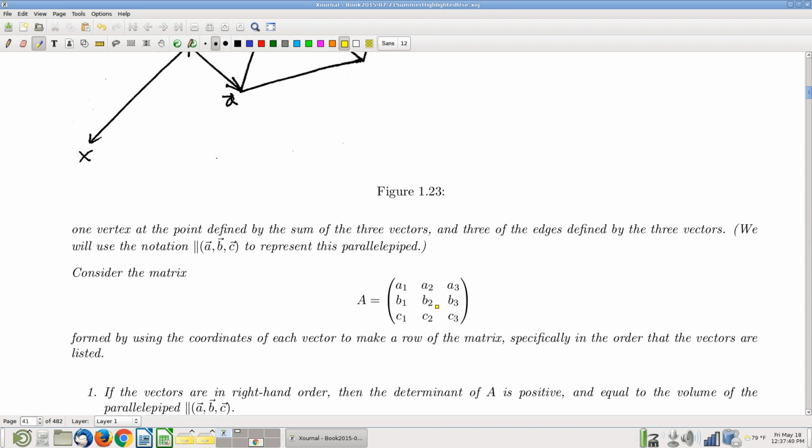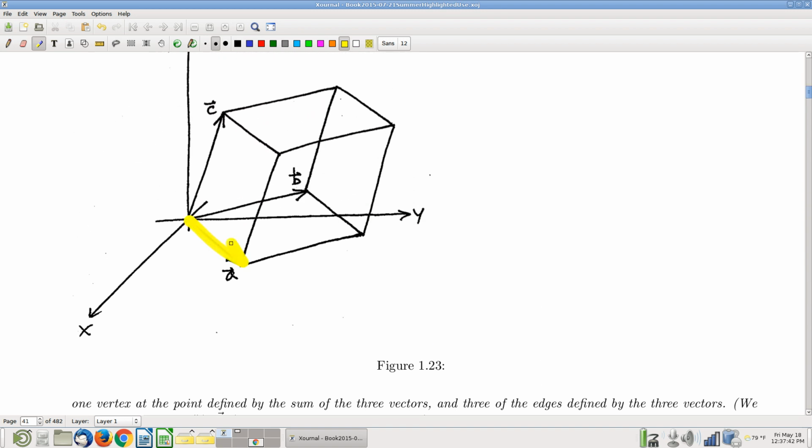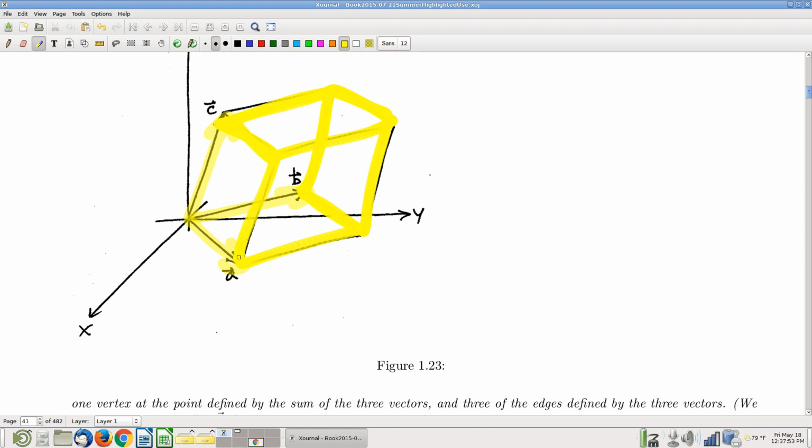Likewise, take those 3 vectors, make the corresponding box-shaped thing that we have here. Now I got on the wrong side. There we go. Make this corresponding box. We call this a parallelepiped.